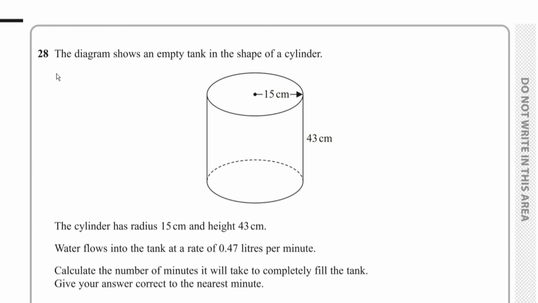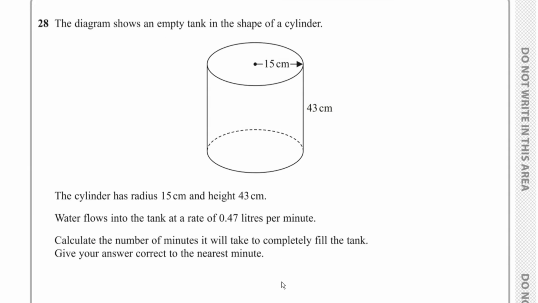Question number 28. The diagram shows an empty tank in the shape of a cylinder. The cylinder has radius 15 cm and height 43 cm. Water flows into the tank at a rate of 0.47 litres per minute. We have to calculate the number of minutes it will take to completely fill the tank. Give your answer correct to the nearest minute.